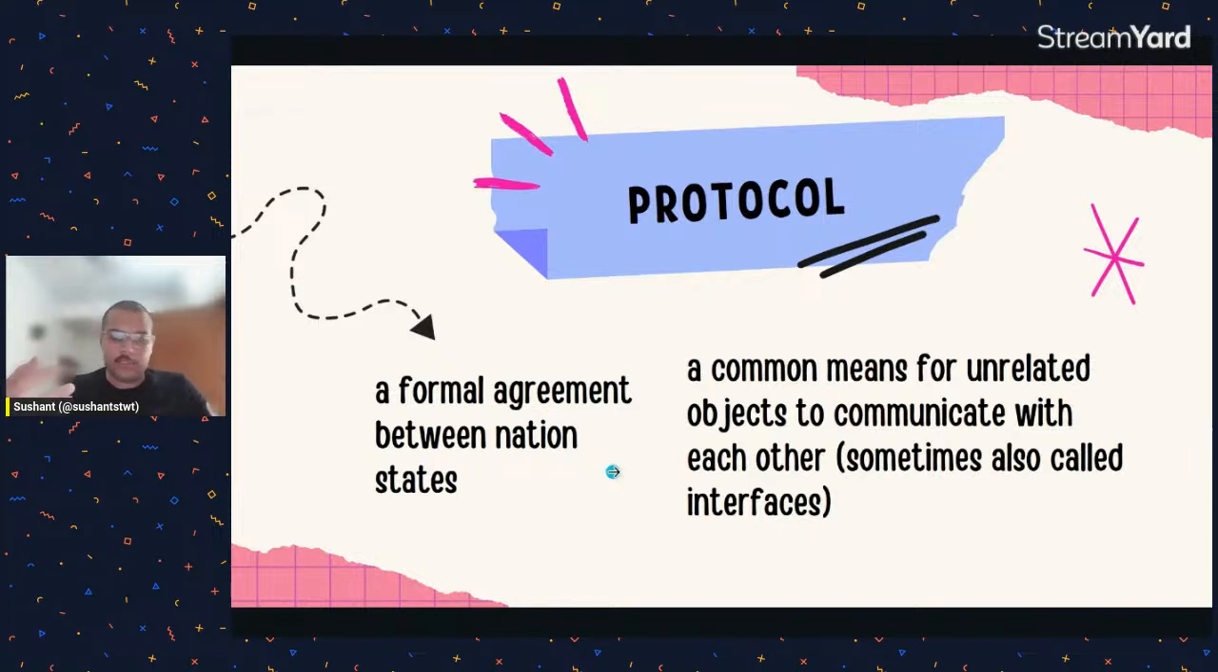So on the internet, if two machines have to communicate with each other, they need some set of protocols. How am I supposed to send data? How am I supposed to receive data? What am I supposed to do if I don't receive the data? What am I supposed to do if I get overloaded with the data? All those things are mentioned in the protocol.